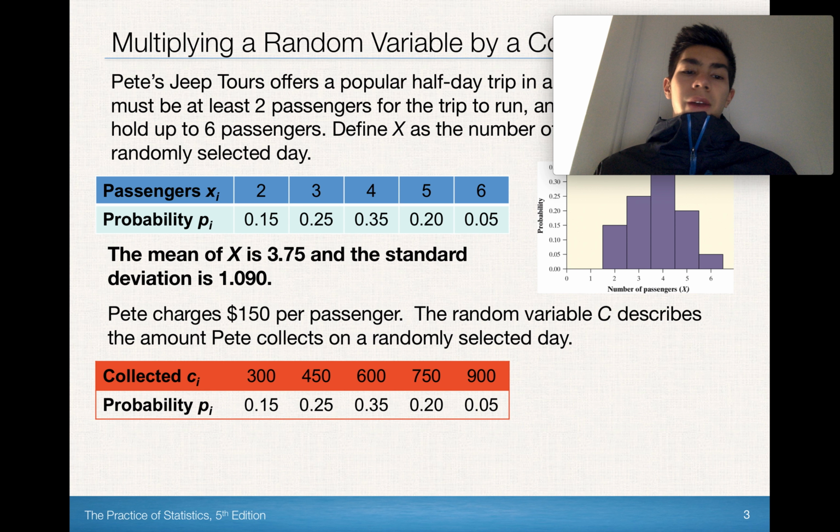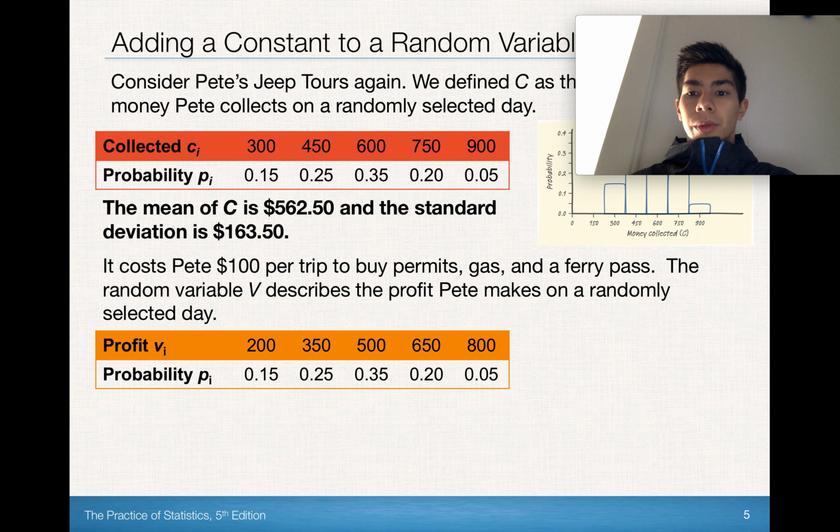Now we're going to look at adding and subtracting. So we're using the same data. This orange table is the same exact thing that we used earlier. That's the revenue that Pete collects on any given day. It's repeated that the mean of C is 562.5. We're told that Pete pays $100 per trip as expenses to make sure that his trips go smoothly.